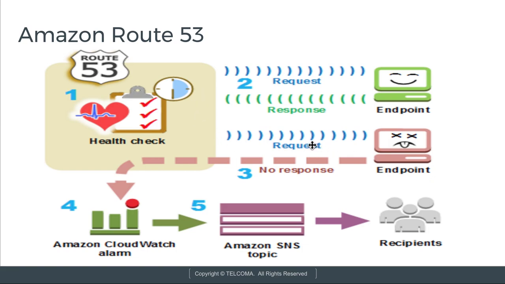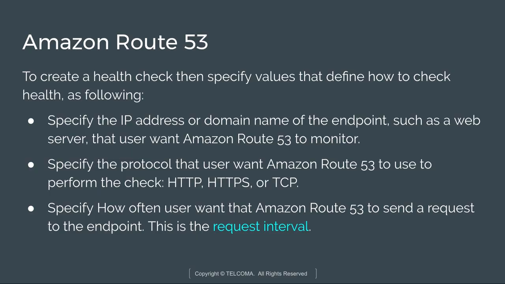If you are sending a request and you are getting no response from the endpoint, then in this case, number 3, we have an Amazon CloudWatch alarm. We need to receive a notification whenever it is not working properly. So we have an Amazon SNS topic, which forwards to the various recipients. This is how health check works in Amazon Route 53.